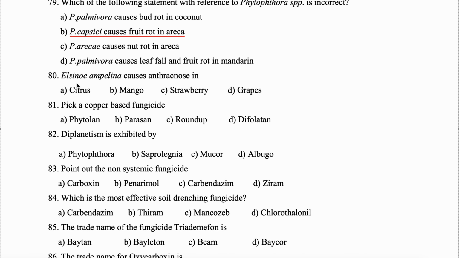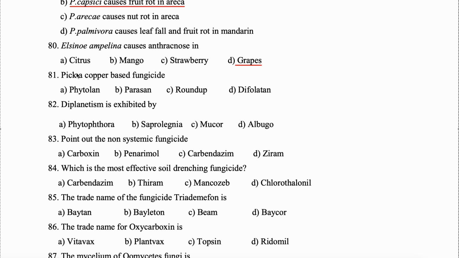Coming to question 80. Elsinoe ampelina causes anthracnose in what? Grapes. Question 81. Which one is a copper-based fungicide? It is Fytolan, and the active ingredient of this Fytolan is copper oxychloride.